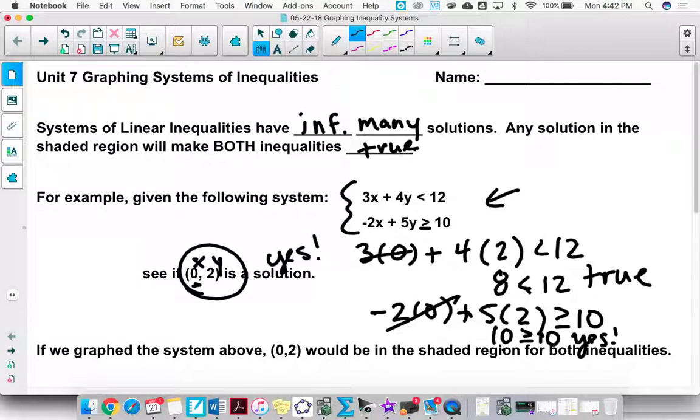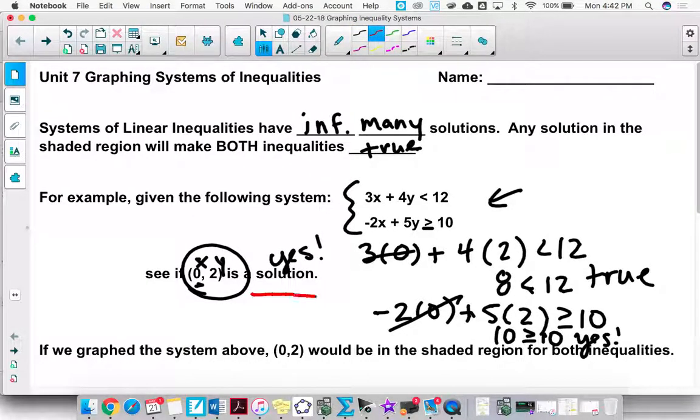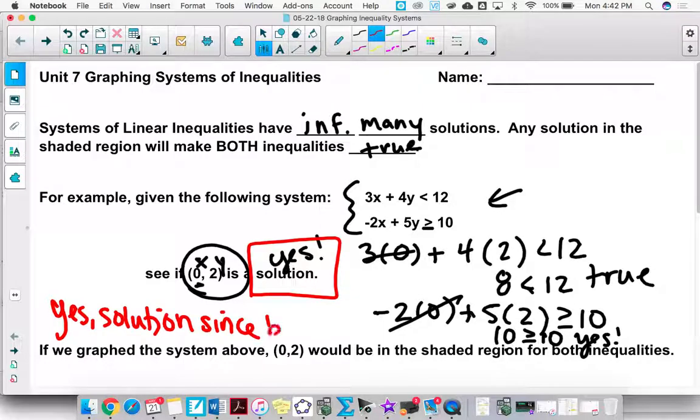So going back to the original question, we could say, yes, it is a solution since both inequalities were true. Both of them have to work, not just one.